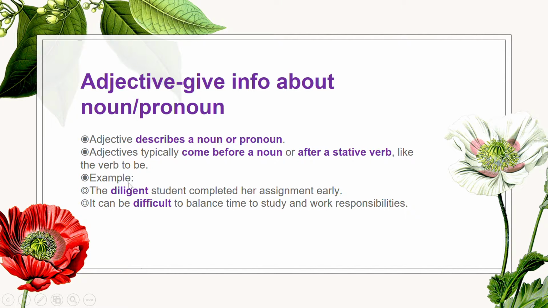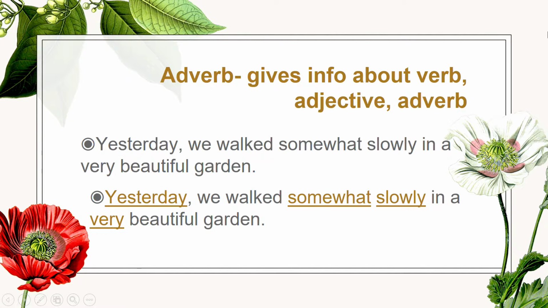So if you see a, an, a noun there, more likely the word before that describes it is an adjective. Adjectives can also come after a stative verb. For example, here the stative verb is can be. Here, difficult is an adjective because it comes after can be, which is a stative verb. Okay, right. Next, adverb. An adverb, as I mentioned just now, gives information about the verb, adjectives, and adverbs.